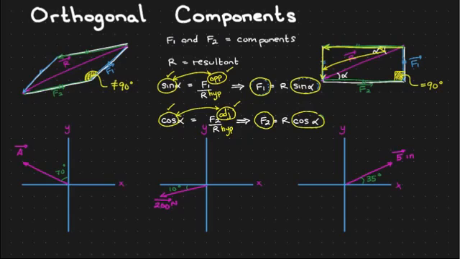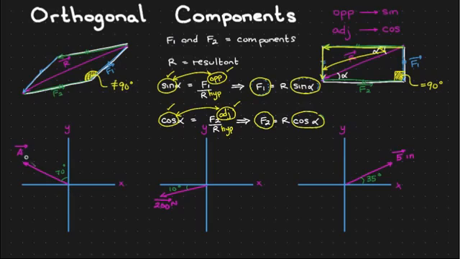I'd like you to always remember that when you are trying to find the component that is opposite of the angle, you always want to think of sine of the angle. And when you are trying to find the component that is adjacent to the angle, you always want to associate this with cosine of the angle. Well, let's try this. I have 3 exercises. Let's try the first one.